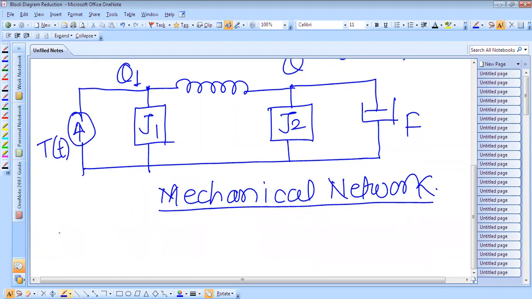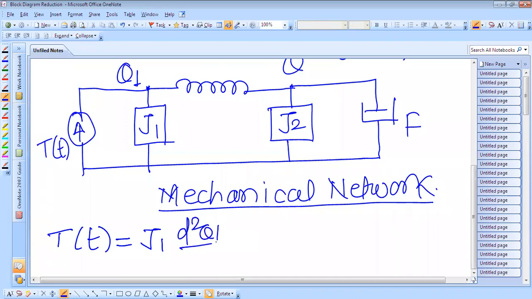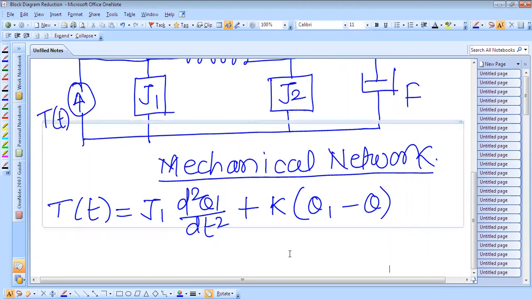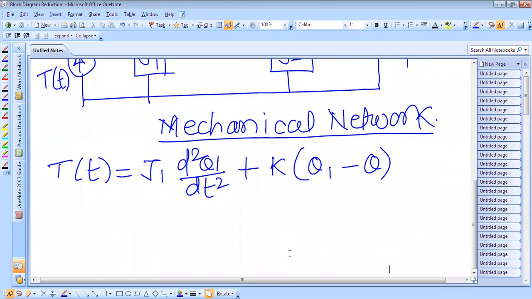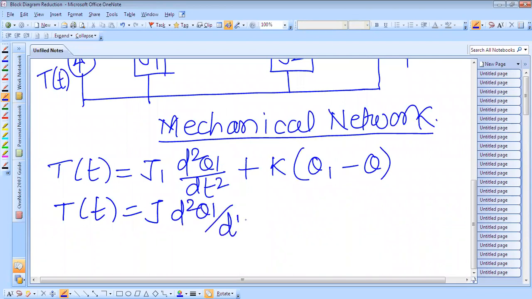So P of t is equal to J1 d square theta 1 by dt square plus this spring element, which is connected between theta 1 and theta. Okay, so this is equation number 1. We can solve this equation further. P of t is equal to J1 d square theta 1 by dt square plus k theta 1 minus k theta. So this is equation number 1.